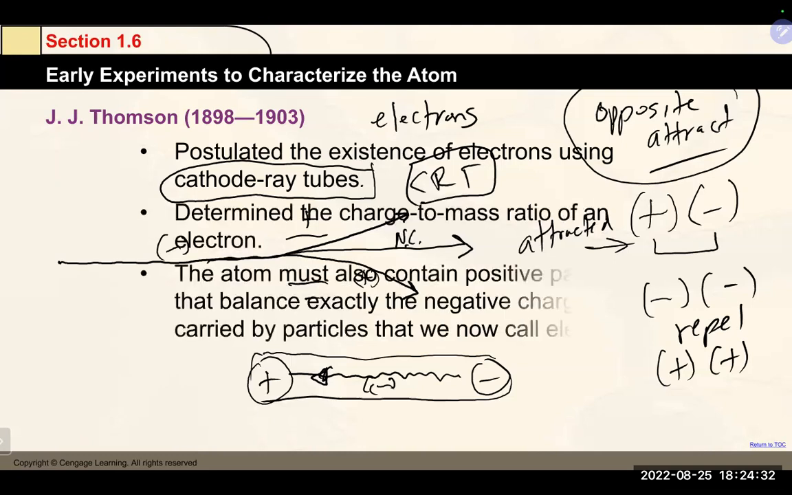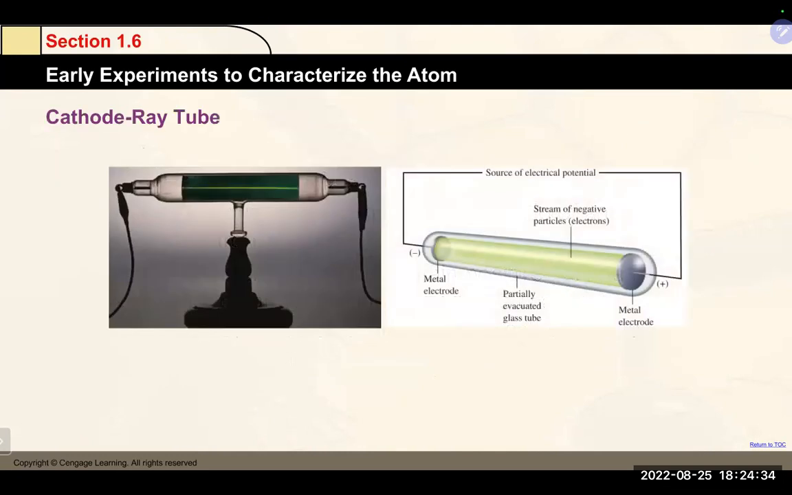So Thomson did a lot of work with the CRT tube, which looks just like my drawing. So this is a CRT tube. I know, I failed art 4 times. It's all right. So here's the negative side. Here's the positive side. And again, that beam of negatively charged particles is heading towards the positive side.